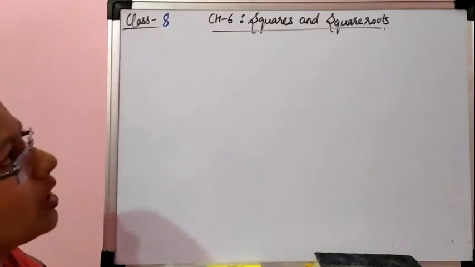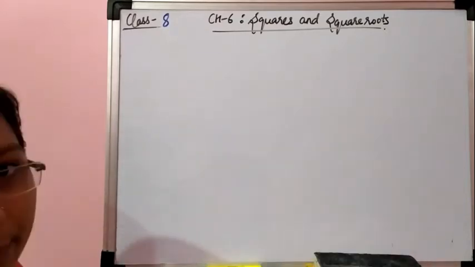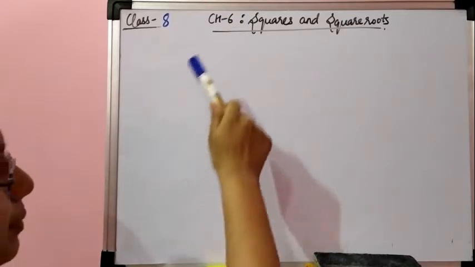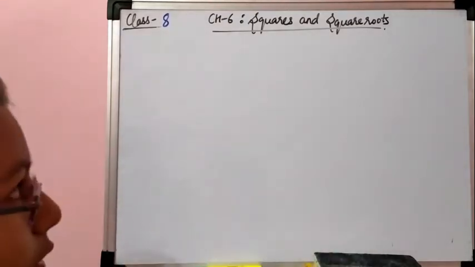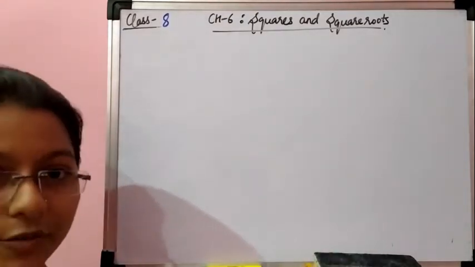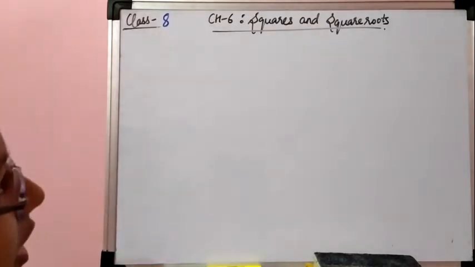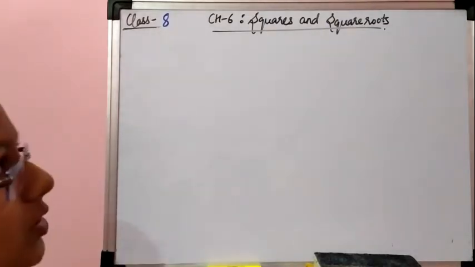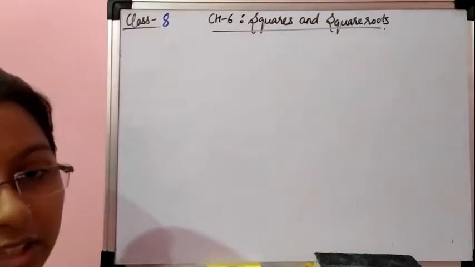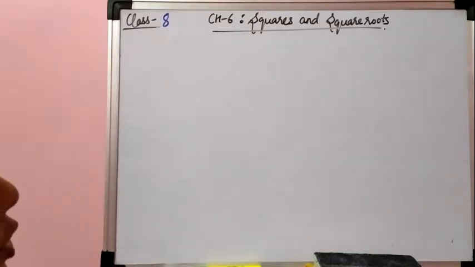Good morning students. Today we are going to start the new chapter of class 8, that is chapter 6, squares and square root. Before that I have shared a few video links with you, so you must have got the introduction of what squares and square roots are. Still, I will introduce it very briefly to you.